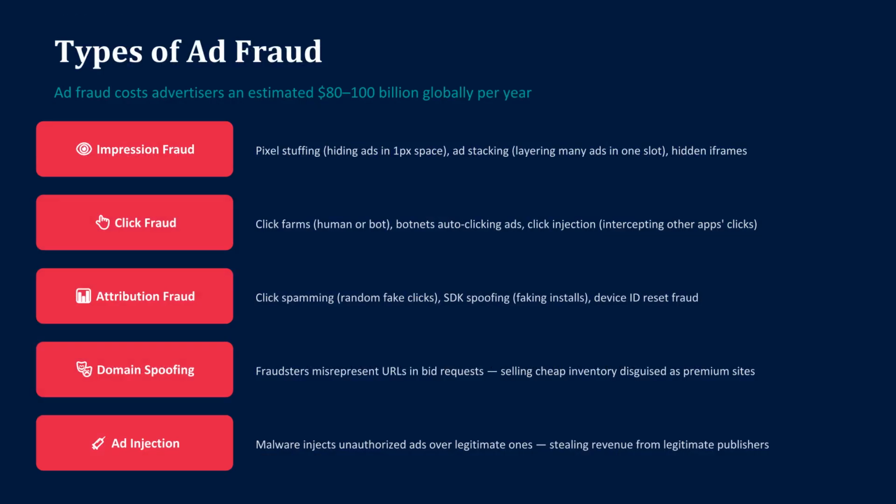Ad fraud is a massive and persistent problem. The $80 to $100 billion annual estimate makes it one of the largest sources of criminal revenue in the world. Bot traffic is the primary driver. Sophisticated bots can mimic human browsing behavior convincingly. Click fraud generates fake clicks to deplete advertiser budgets or generate revenue for fraudulent publishers on cost-per-click campaigns. Attribution fraud focuses on stealing conversion credit.